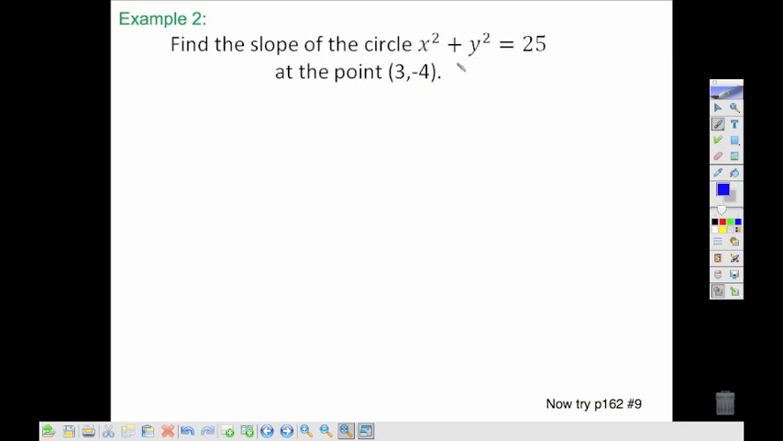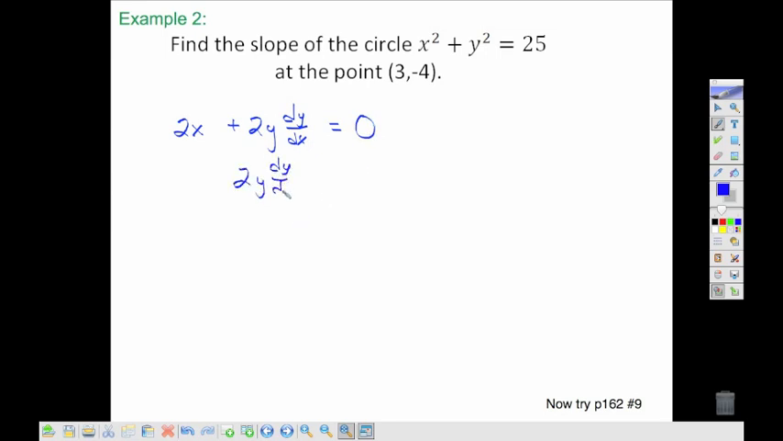Now if I want to find the slope of a circle at a given point, this would be my equation for a circle. And so I can write this as the derivative of x squared is 2x, the derivative of y squared would be 2y, but we have to have the dy/dx in here. And then the derivative of 25 will give us 0.